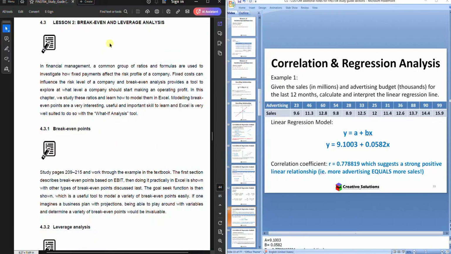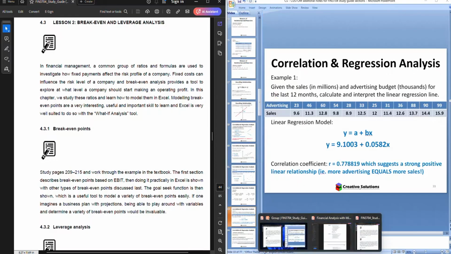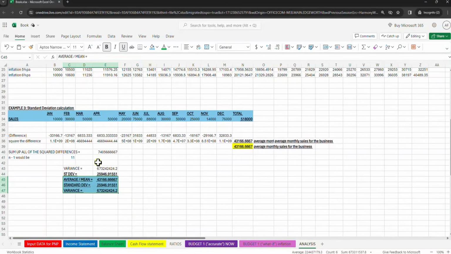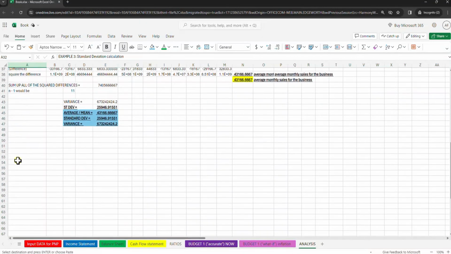Okay, so yeah, we'll talk about break even. That's also part of the notes. Let's go back to the working document. Okay, let's put a little note here, example 4, and this is linear regression.